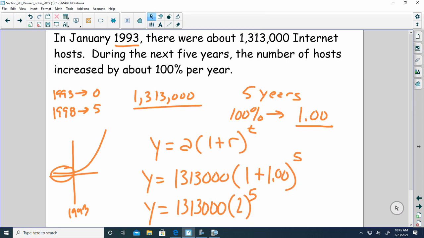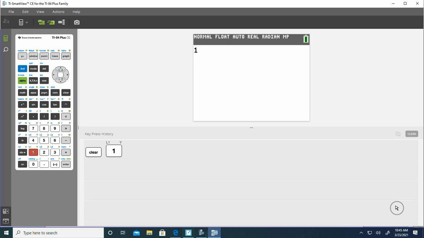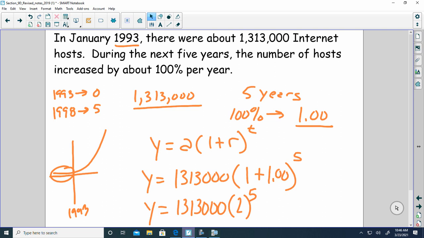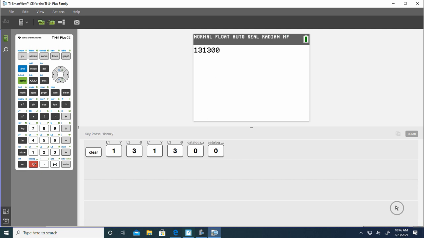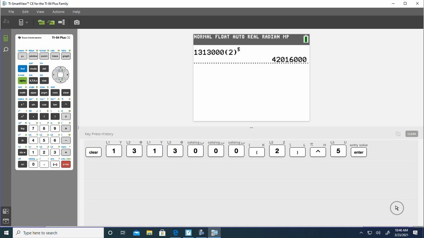1,313,000 times 2. And then I'm going to raise that to the 5th. So that means that in 5 years, the internet went from 1.3 million to 42,016,000 sites. It grew fast.